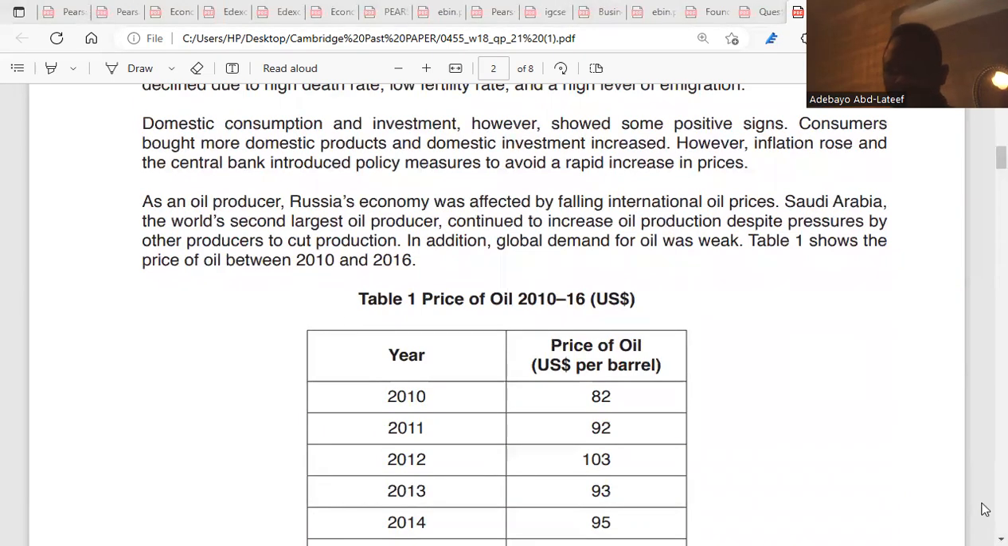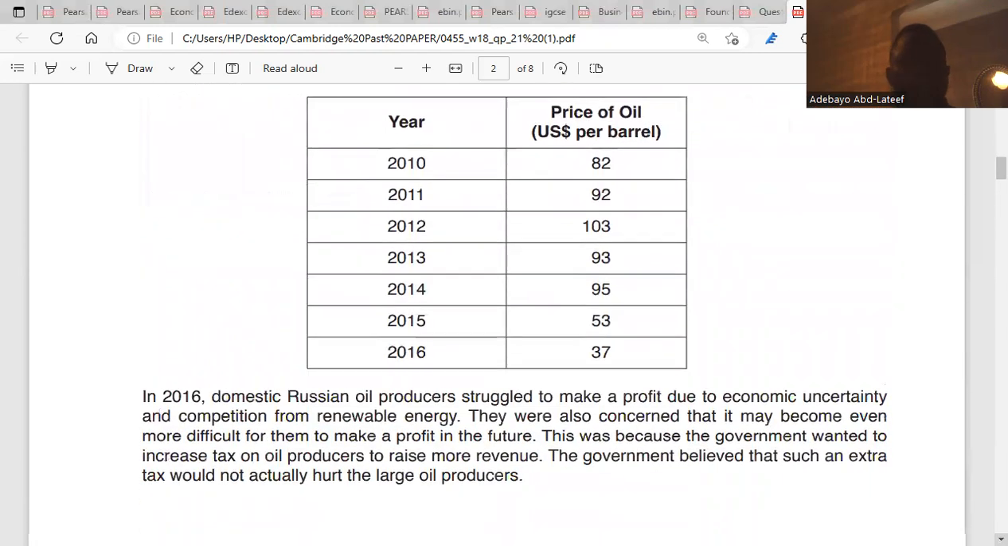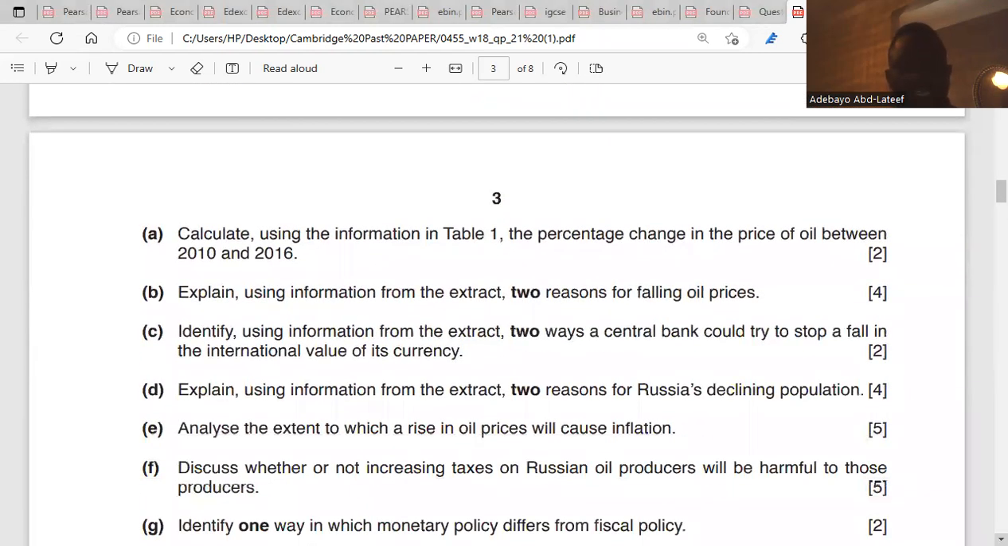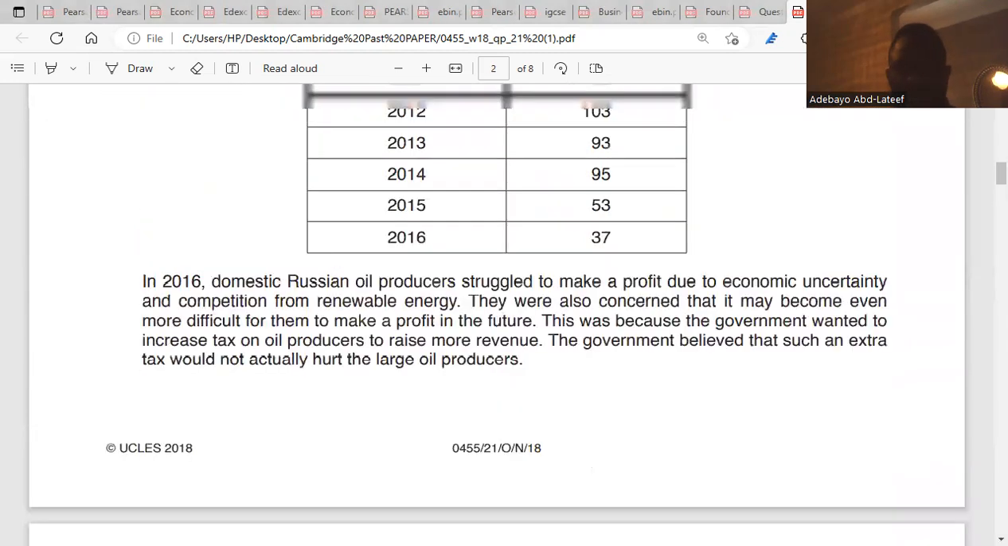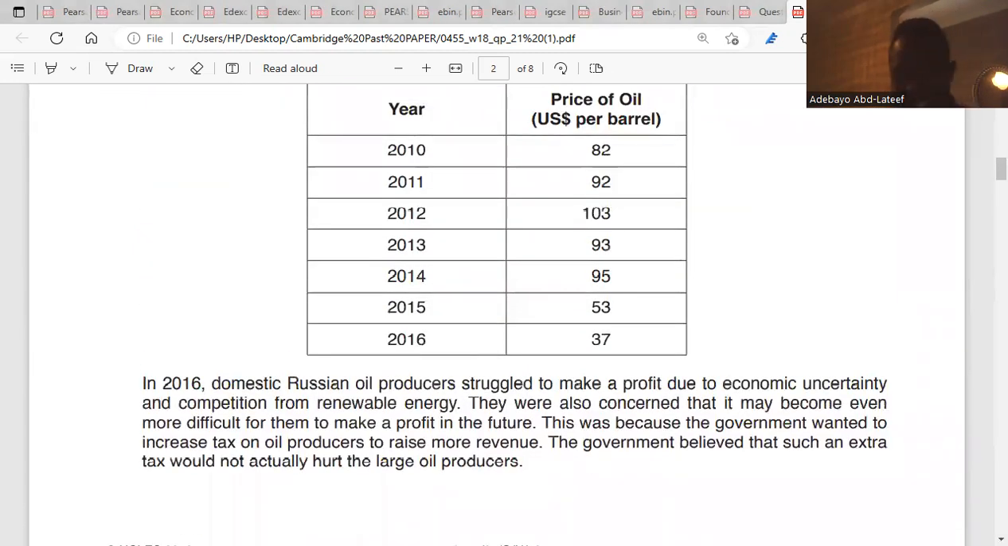Okay. So we just go to the question immediately. Let's say calculate using the information in table 1, the percentage change in the price of oil between 2010 and 2016. We'll go back to the table. In 2010, the oil price was 82 per barrel, and in 2016 it's 37. So the change is 37 minus 82 over 82 multiplied by 100. It gives us 54.87%. That's the percentage change. It's a decrease anyway. Yeah, it's negative.